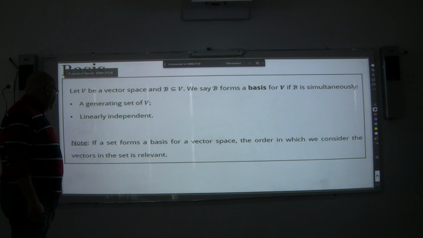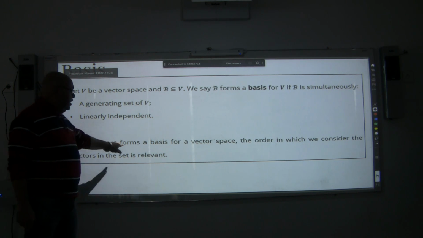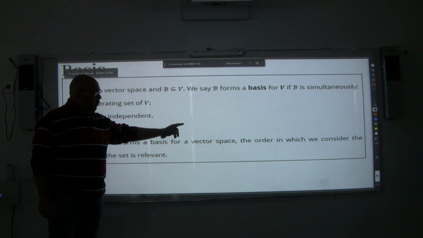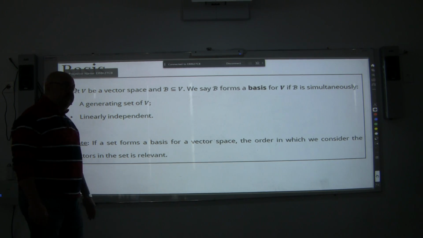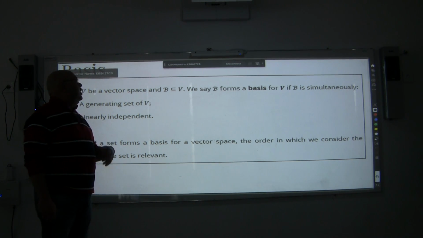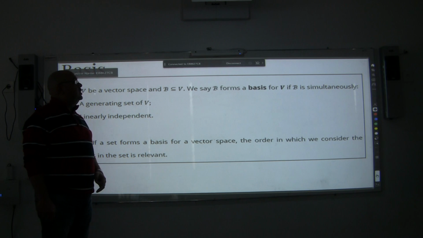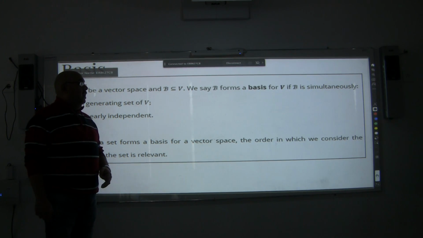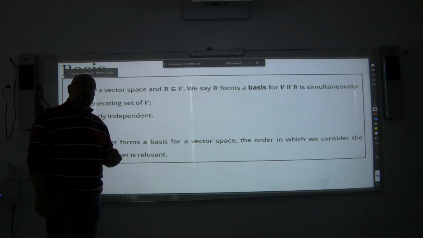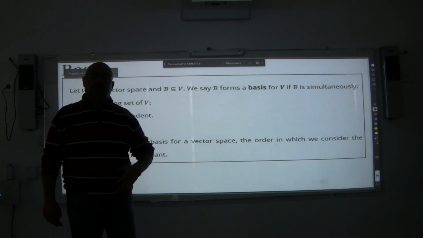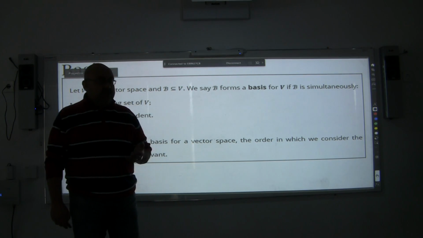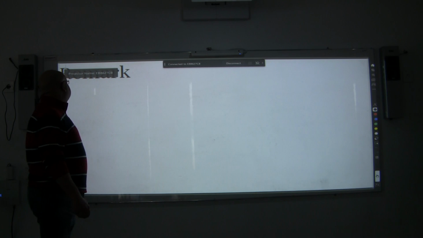Note, if a set forms a basis for a vector space, the order in which we consider the vectors is very important and relevant, because the order of the coefficients that we depend on in order to get another vector is also very important.